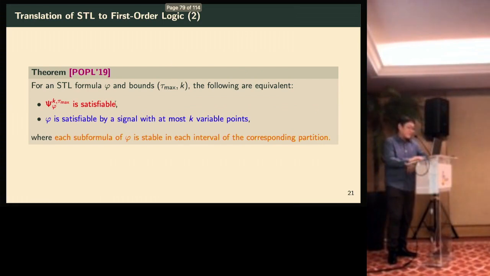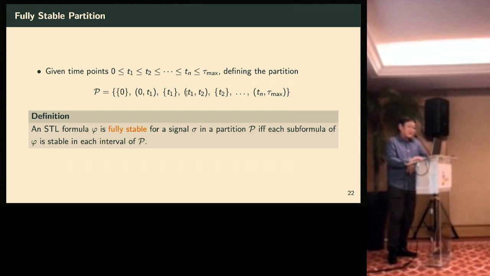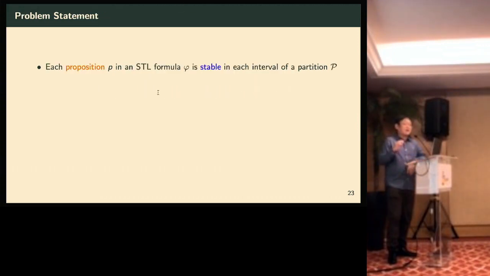The problem is slightly fast, but the idea here is simple. Now we want to accomplish this condition. Given time points, we have some partition of intervals, an alternation of points and open intervals. We say a formula is fully stable if each subformula of this formula is stable in each interval in the partition. Of course, the problem is that we want only the proposition to be stable in a partition, because that can be encoded using typical reachability invariant logic techniques.